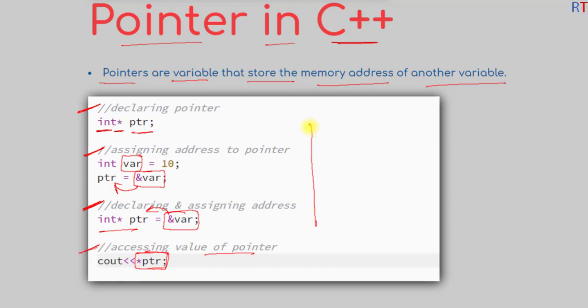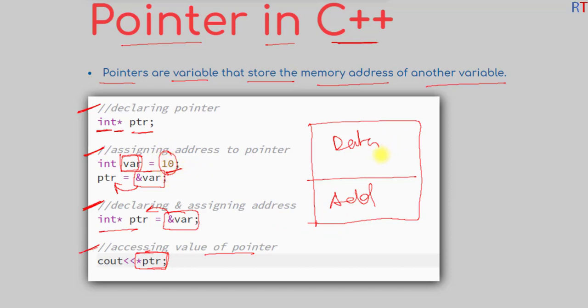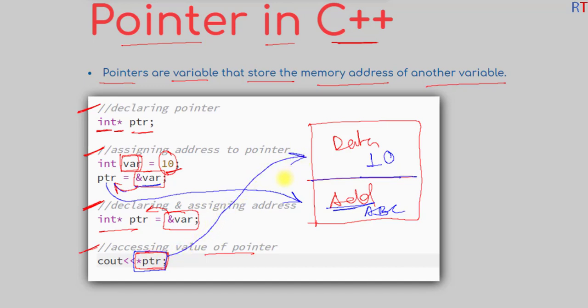So whenever we create a variable, the variable has a data section and an address section. So whenever we create a variable and assign it a value, the value is stored in the data section, and the storage location has an address like A, B, C and so on. So whenever we assign the address of that variable to the pointer, the pointer will have the address of that storage location. And whenever we use the asterisk symbol along with the name of the pointer, then we can access the value in that storage location.